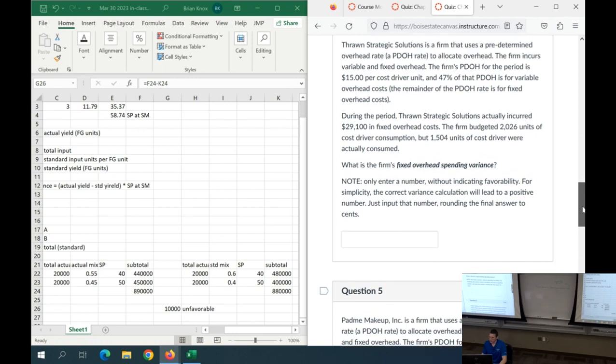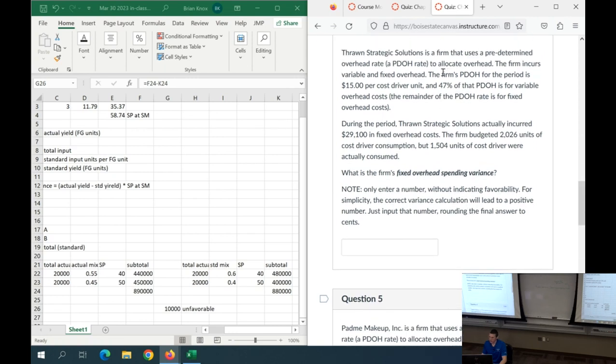All right, so here we have Thrawn Strategic Solutions, a firm that uses a predetermined overhead rate, PDOH rate, to allocate overhead. The firm incurs variable and fixed overhead. The firm's PDOH for the period is $15 per cost driver unit, and 47% of that PDOH is for variable overhead costs. The remainder of the PDOH is for fixed costs. During the period, Thrawn Strategic Solutions actually incurred $29,100 in fixed overhead costs. The firm budgeted 2,026 units of cost driver consumption, but 1,504 units of cost driver were actually consumed.